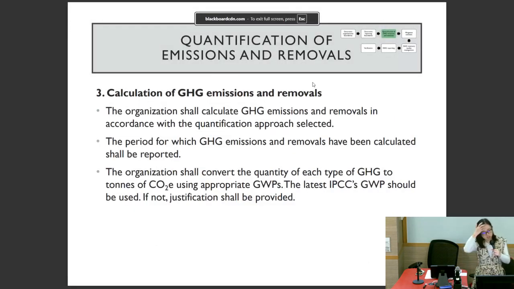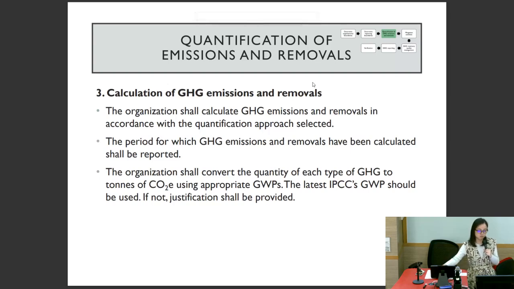Okay, the organization shall calculate the greenhouse gas emissions and removals in accordance with the quantification approach selected. The period for which greenhouse gas emissions and removals have been calculated shall also be reported. The organization shall convert the quantity of each type of greenhouse gas to tons of carbon dioxide equivalent using the global warming potential. Like for methane, the radiative forcing by 1 ton of methane would be different from the radiative forcing of 1 ton of carbon dioxide.